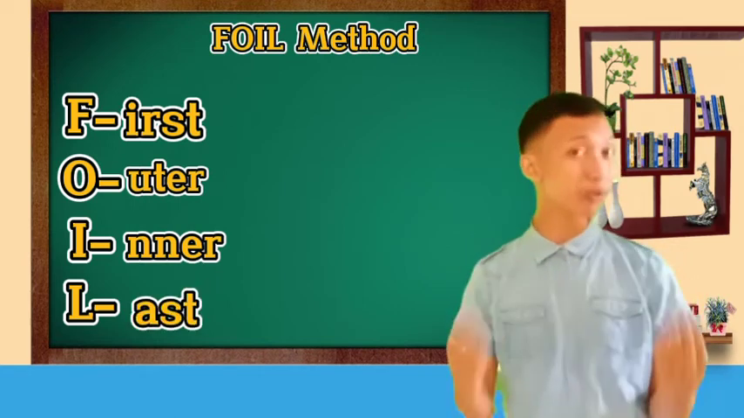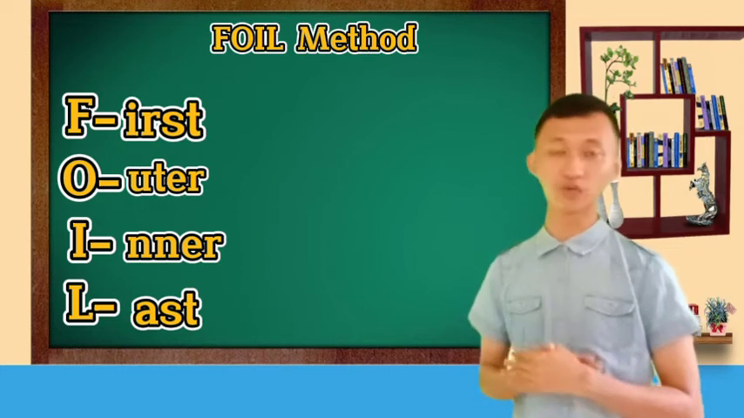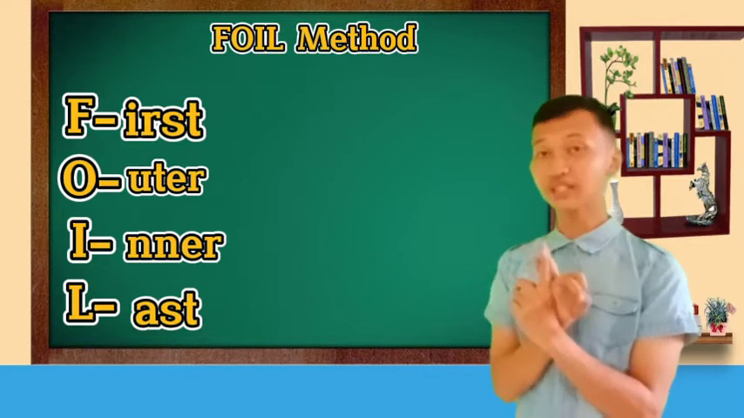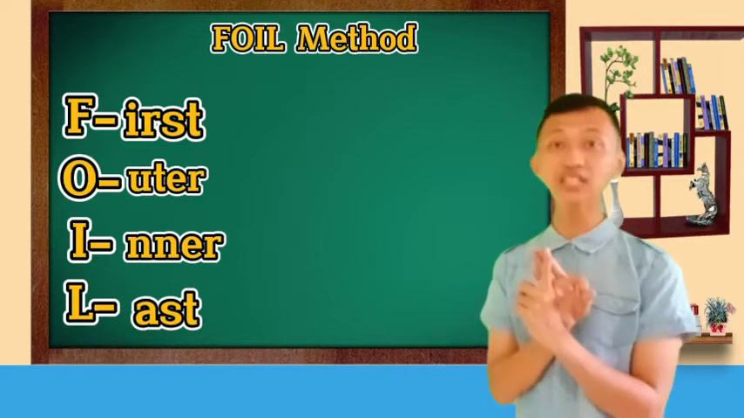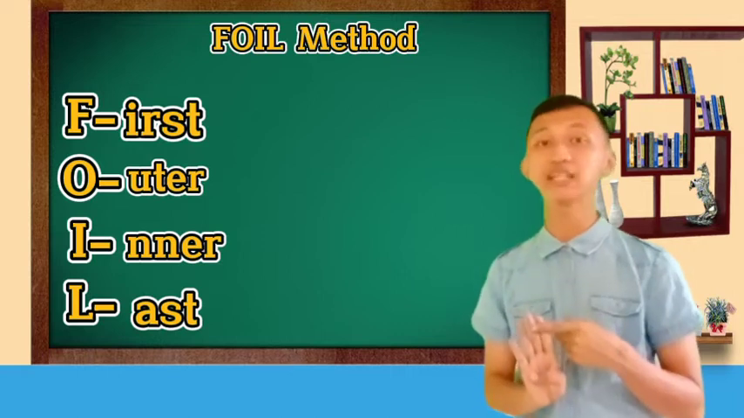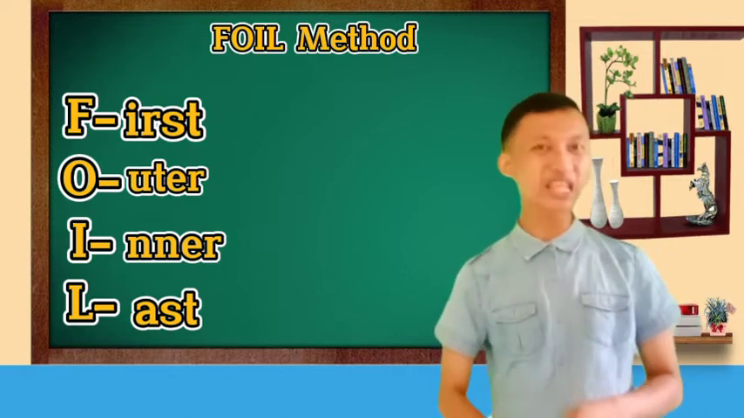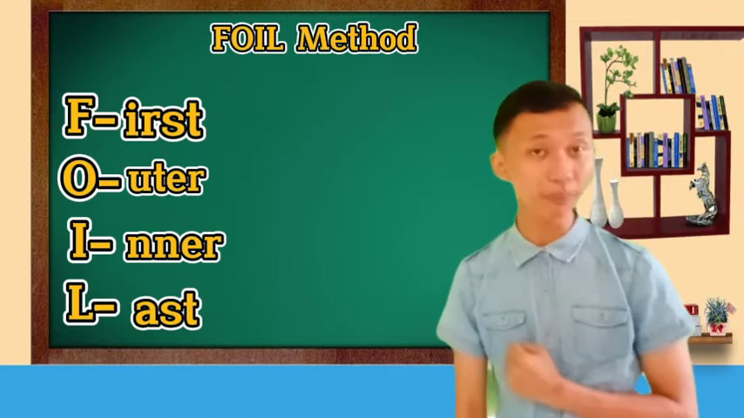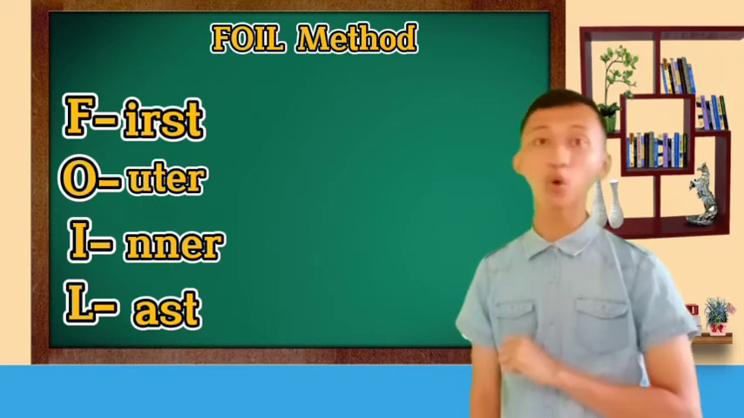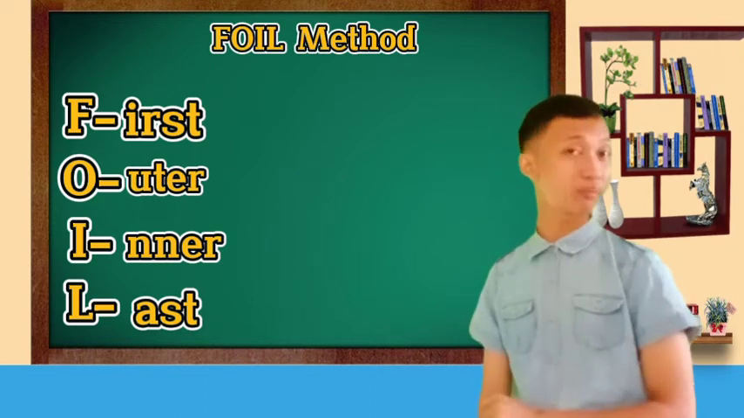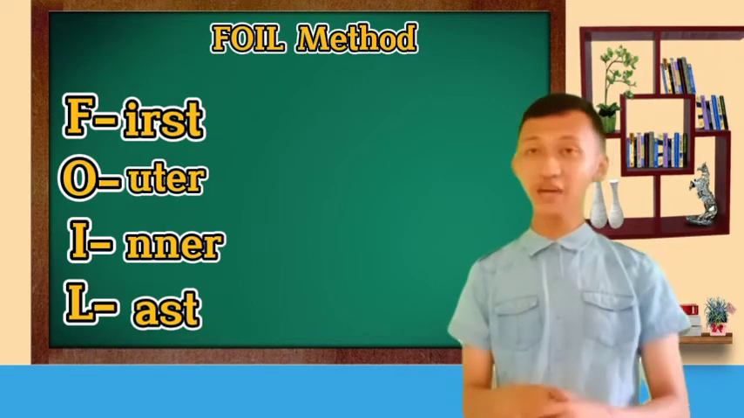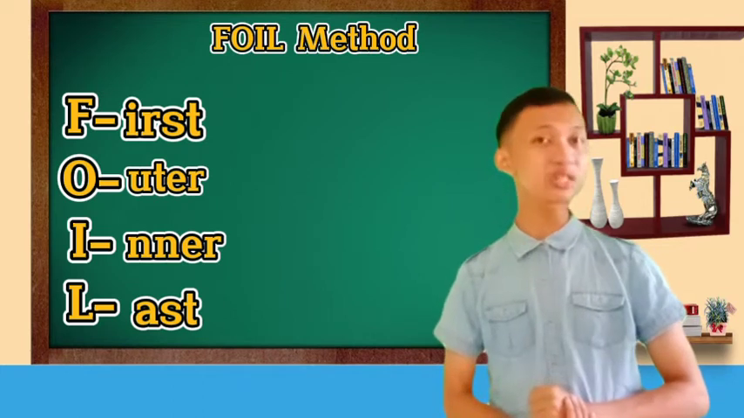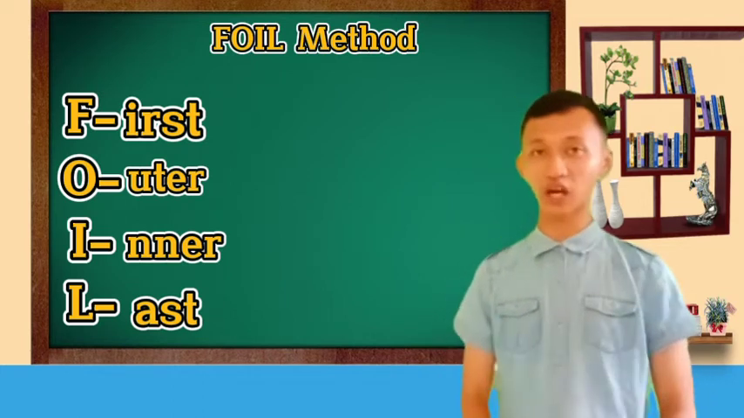So, let's repeat what the FOIL method stands for. F stands for first. O stands for outer. I stands for inner. And L stands for last. That is FOIL. Now, I am going to give you an example of a binomial and how we are going to apply the FOIL method. And of course, I am going to tell all of you what steps we are going to consider in order to get the product.